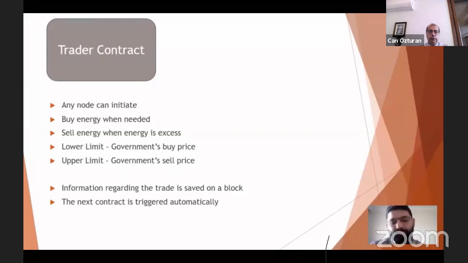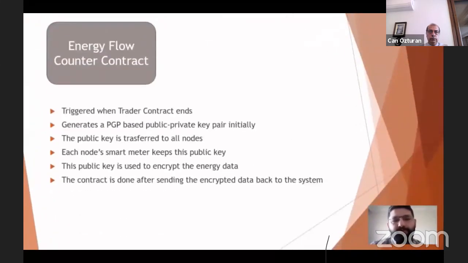Then the next contract is triggered automatically after the creation of a block. The energy flow counter starts, and it first creates a PGP-based public-private key pair to protect the personal data of nodes. The key is transferred to all nodes, and the smart meter in the node keeps this public key. This public key is later used by the smart meter to encrypt the energy data, both production and consumption. Then the production data is encrypted and sent back to the next contract.